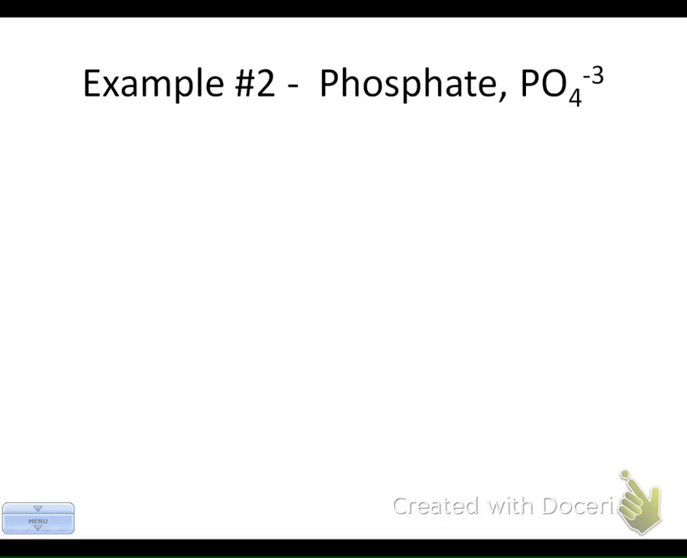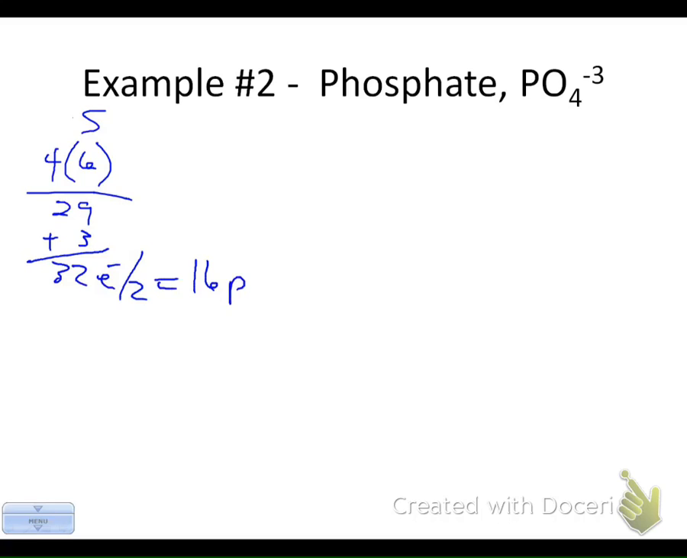All right, as an example, I'm going to work this one with you for phosphate. And let's start from the beginning. With phosphate, phosphorus has 5 valence. The 4 oxygens have 6 each. And let's see, my poor math skills, 24 plus 5 is 29. And we have a -3, so that's 3 extra electrons for 32 total. And that's going to be 16 pairs.